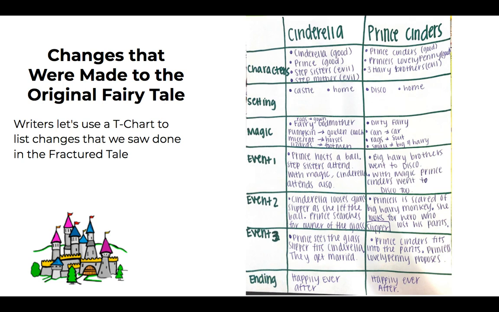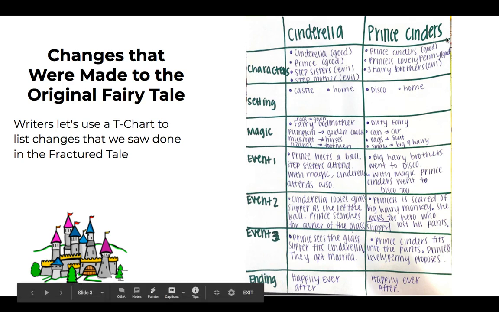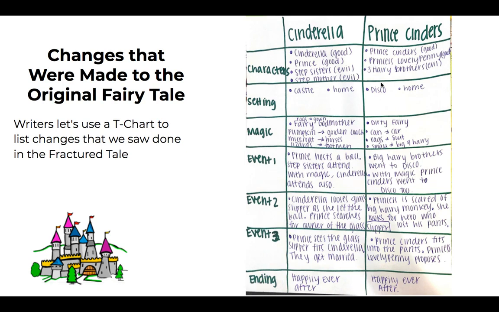Okay, and before you watched this mini lesson, you watched Prince Cinders, and here's kind of how they compare. Their stories were very similar, but there were so many differences to keep it special to Prince Cinders. So instead of Cinderella, I had Prince Cinders. Instead of the prince, I had Princess Lovepenny. And instead of my stepsisters, I had 3 hairy brothers. Okay? Instead of the ball at the castle, we went to the disco in Prince Cinders, and then it also took place at Prince Cinders' home.